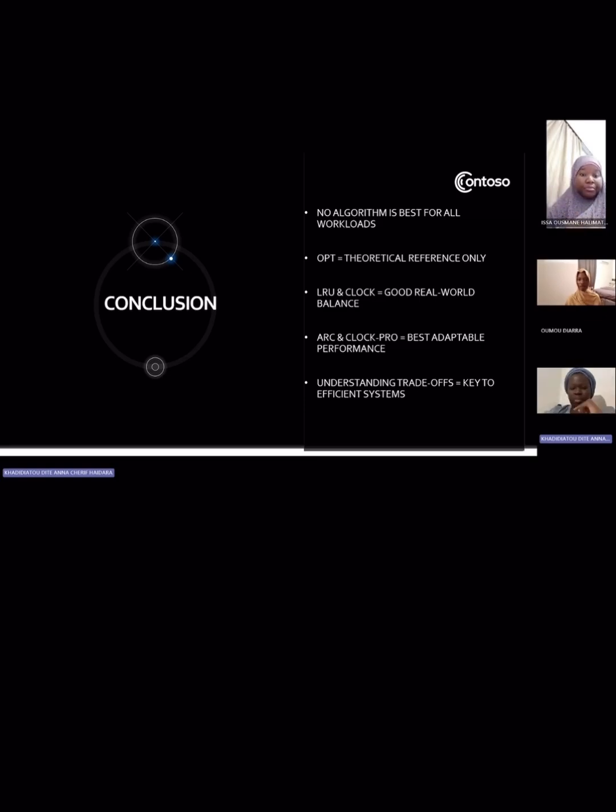That basically means that algorithms like LRU and clock offer a good compromise between performance and implementation cost. Simple. ARC and Clock Pro equal best adaptable performance. That basically means that modern algorithms such as ARC and Clock Pro adapt better to changing workloads and often give the best performance. And then we have the last part, understanding trade-offs key to efficient systems.